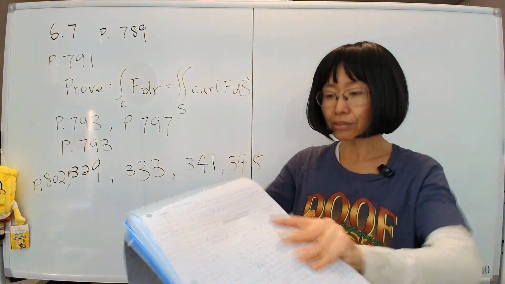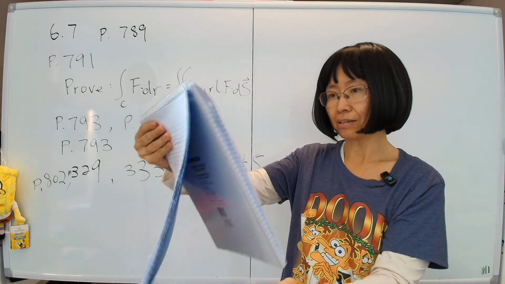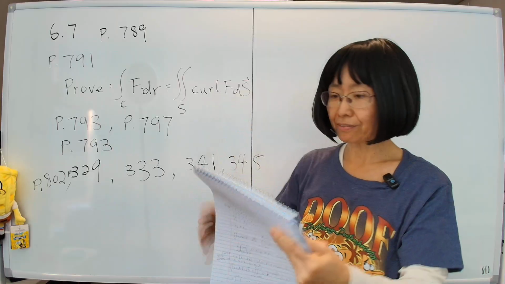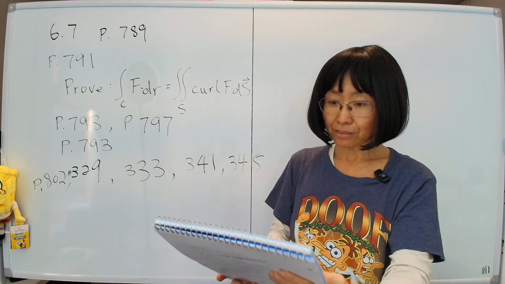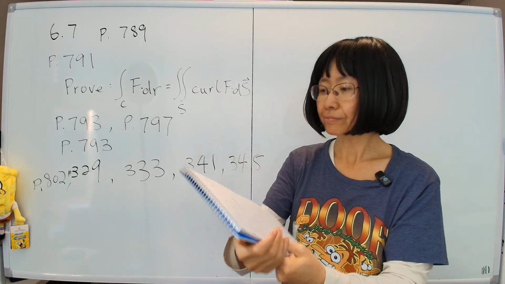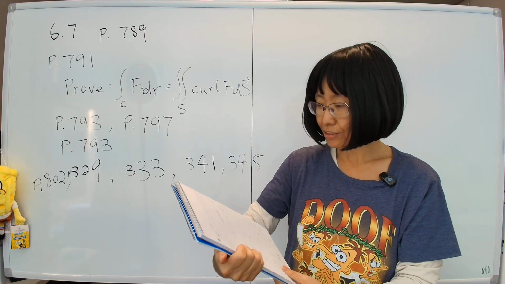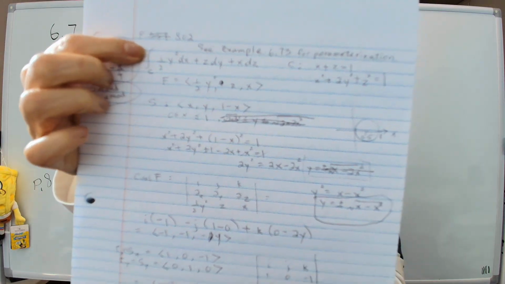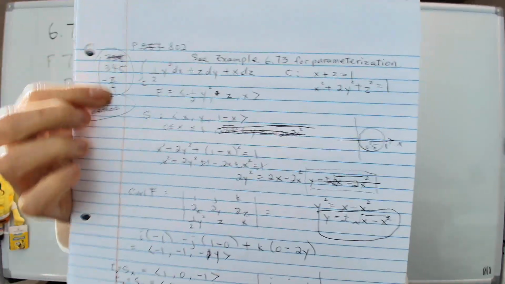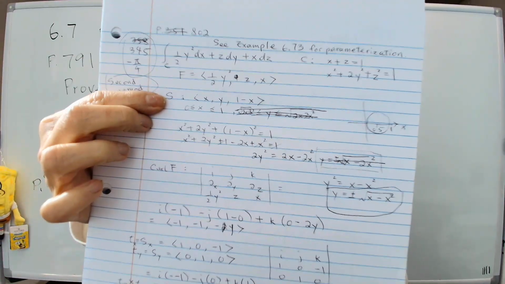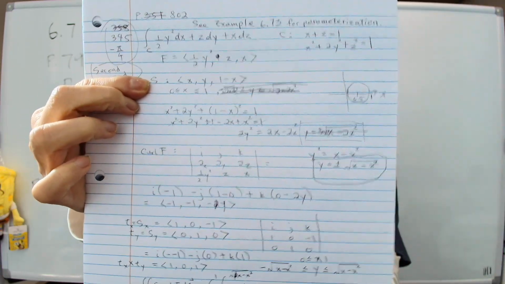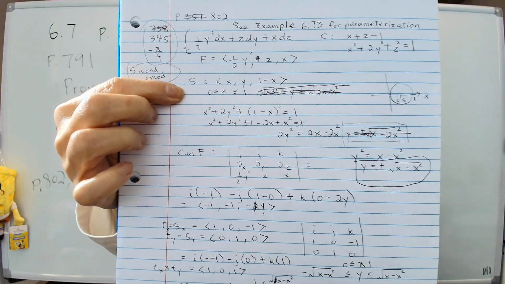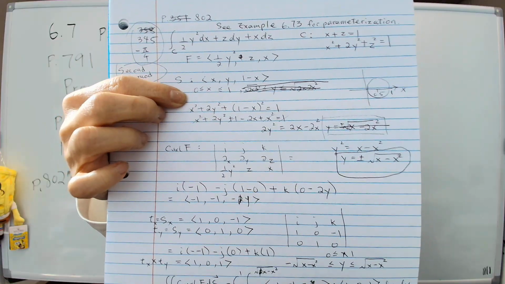Now, we're going to do the hard way. The hard way is using curl F dot dS, which is fine. To do the parameterization, I do the same trick that's pulled in example 6.73, okay? So what we're going to do is we have the same curves here, and we are going to parameterize it as x. The surface will be called S, x, y, and 1 over x.